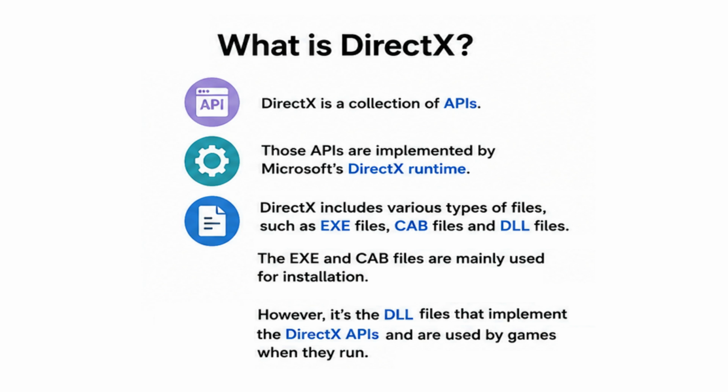DirectX is a collection of APIs. Those APIs are implemented by Microsoft's DirectX Runtime. DirectX includes various types of files, such as exe files, cab files, and DLL files. The exe and cab files are mainly used for installation. However, it's the DLL files that implement the DirectX APIs and are used by games when they run.